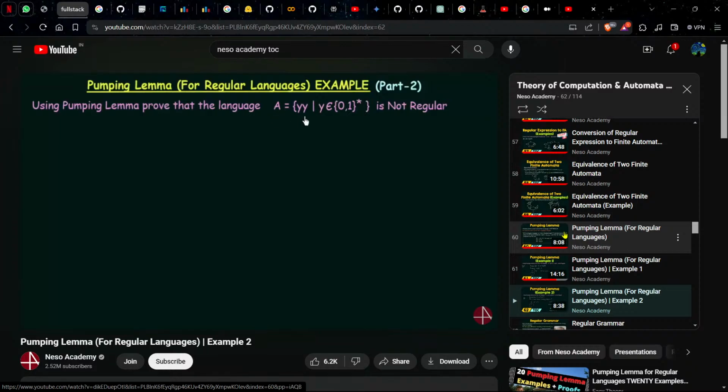The language that we are given is this one, A, which is equal to yy for all y belongs to {0, 1}*. {0, 1}* means the set of all strings that can be formed using the symbols 0 and 1. So let us first understand why this language is not regular. This language is of the form yy, which means that the first part of the string should be the same as the second part of the string. So any string whose first half is equal to the second half will lie in this language.